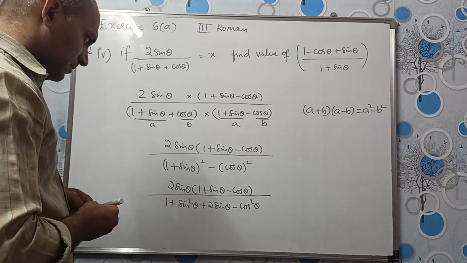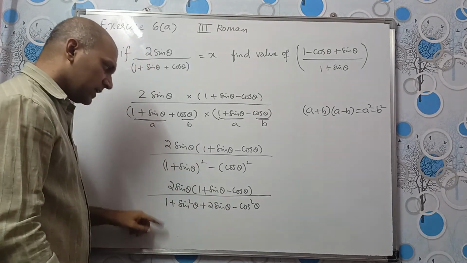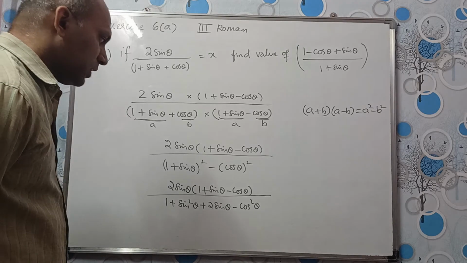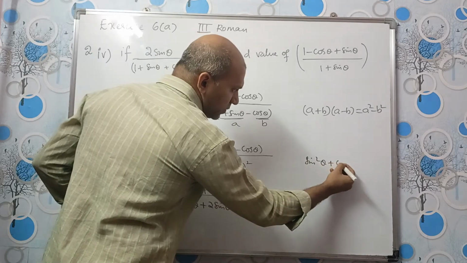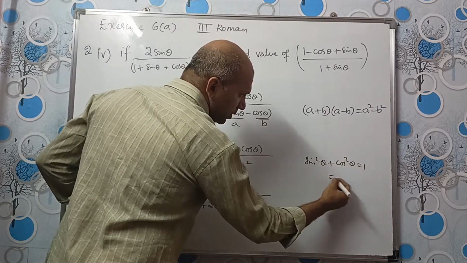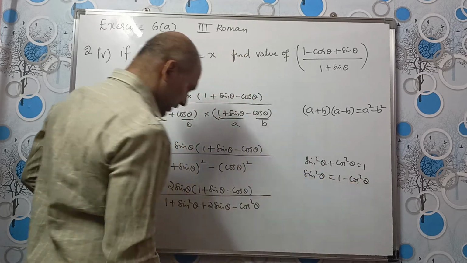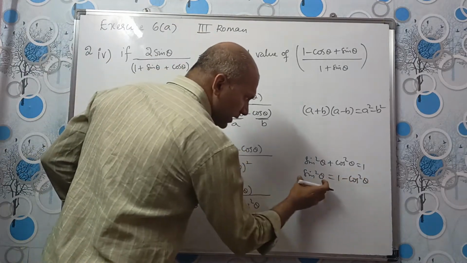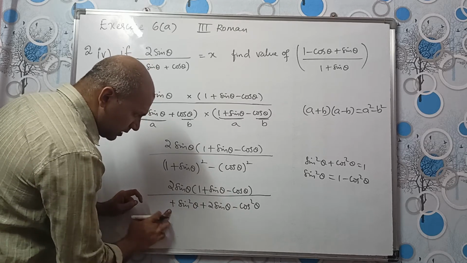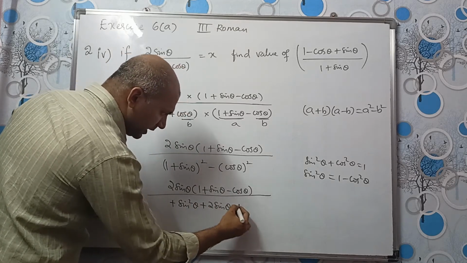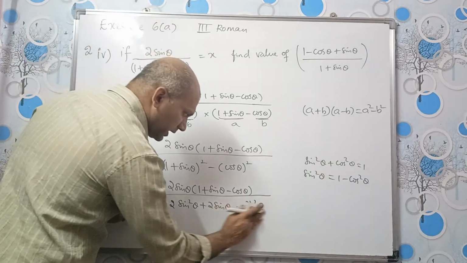Okay, now see, what is 1 minus cos square theta? What is 1 minus cos square theta? It is sine square theta, right? Because we have sine square plus cos square equal to 1. So if you send cos square on the other side, sine square theta is 1 minus cos square theta. So this 1 and this minus cos square theta, we can write as sine square theta. Sine square theta plus sine square theta is how much? 2 sine square theta, right?